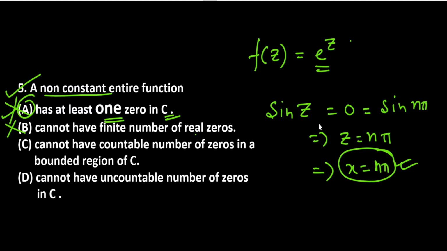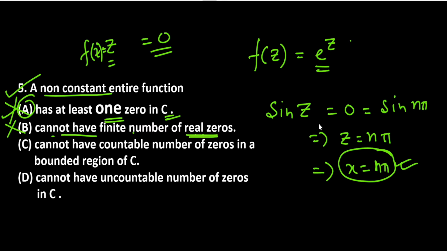Also, you can take z equal to 0 here. You can take f(z) equal to z, so this also gives a finite number of zeros, that is, z equal to 0. You can take this example also for discarding the options. Can you take a function that cannot have a finite number of real zeros, but this function has a finite number of zeros.